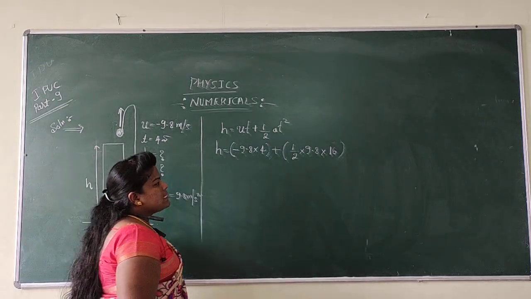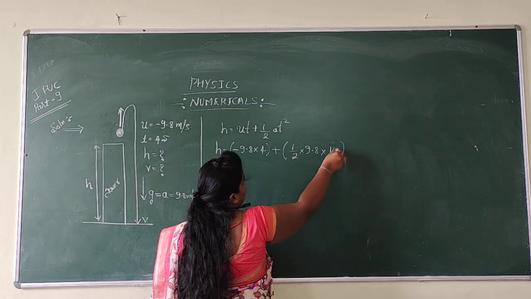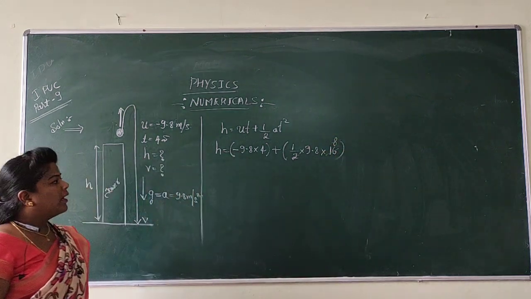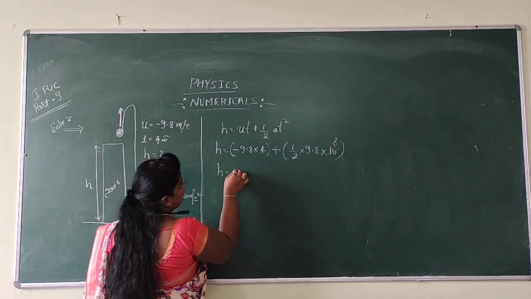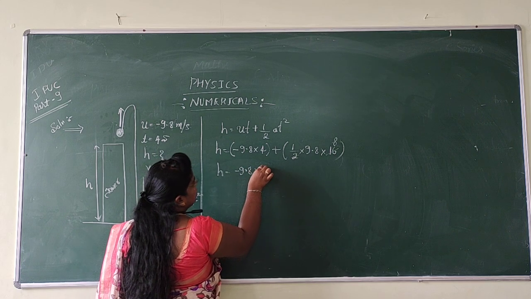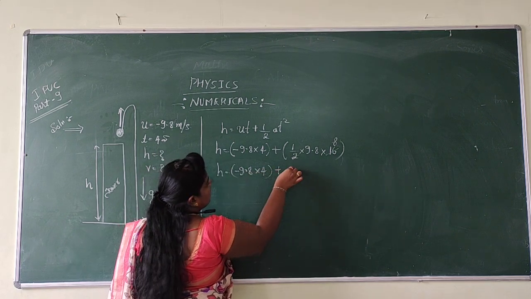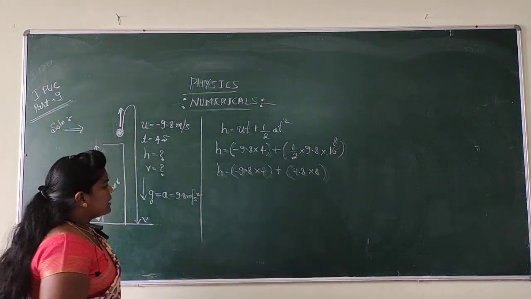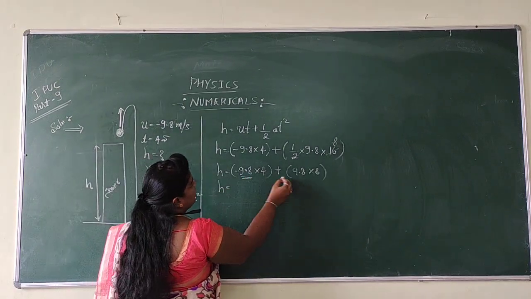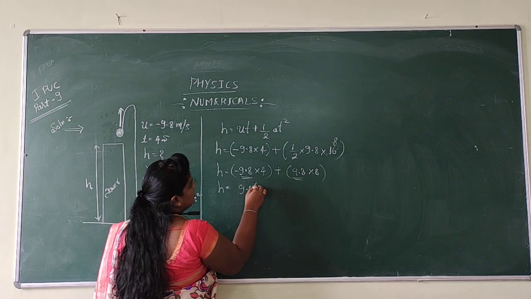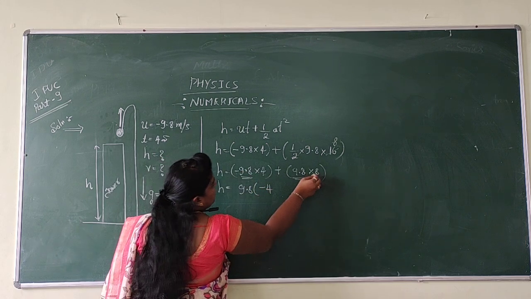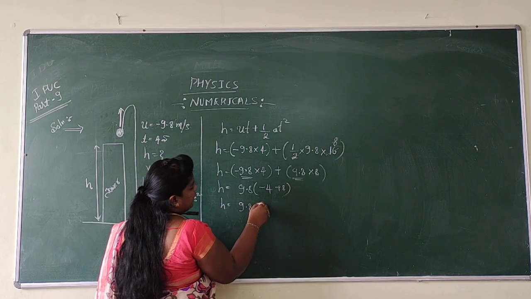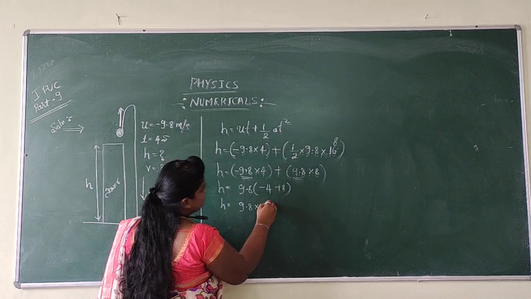So now here, 2 ones are 2, and half of 16 is 8. Now remaining is h is equal to minus 9.8 into 4 plus 9.8 into 8. See, here 9.8 is common, so I am going to take 9.8 outside. Remaining is minus 4, and here remaining is plus 8. So that h is equal to 9.8 into minus 4 plus 8, which is 4.